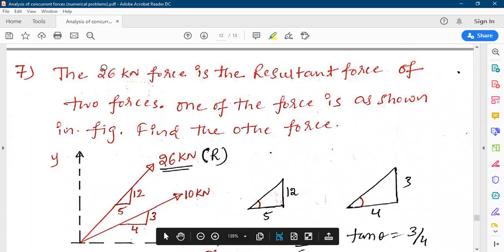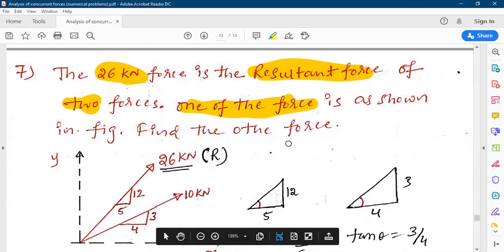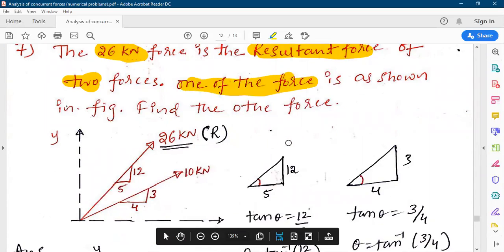I'll read once again. The 26 kilonewton force is the resultant force of two forces. Out of that, one of the forces is shown in the figure. Find the magnitude and the direction of the other force, which is producing the resultant of 26 kilonewton.